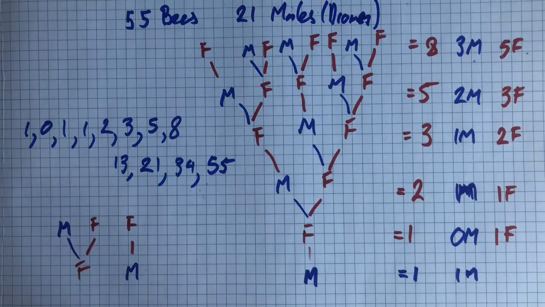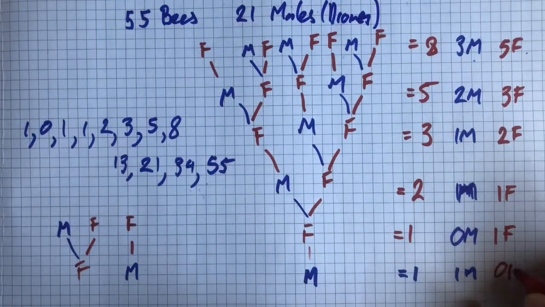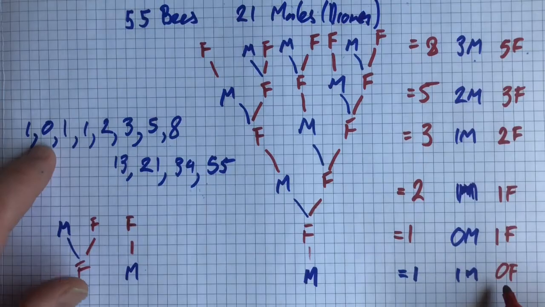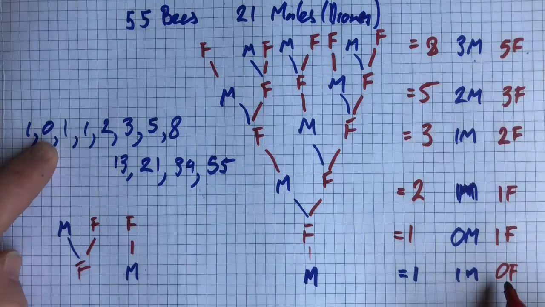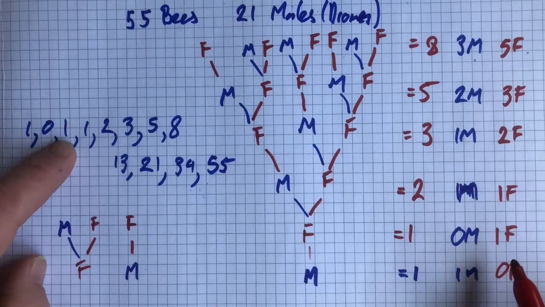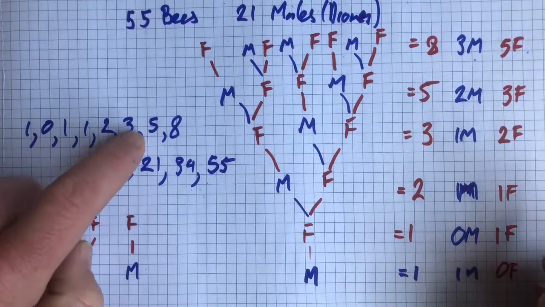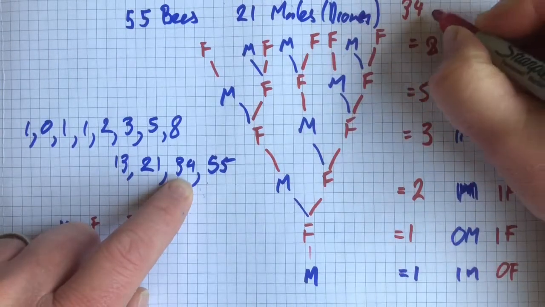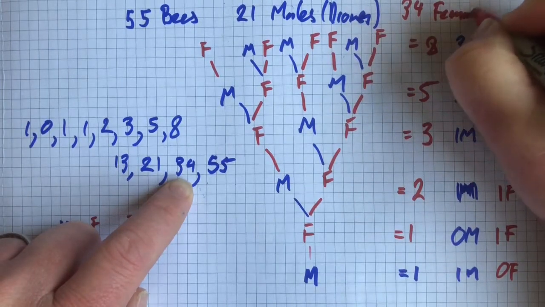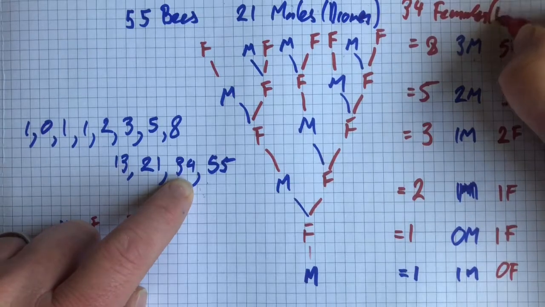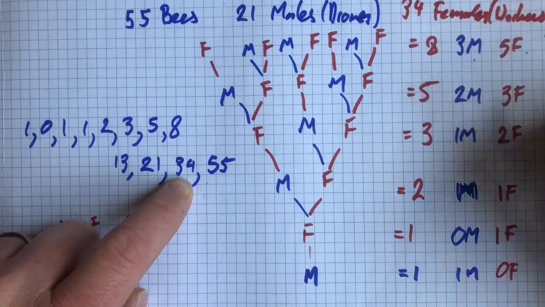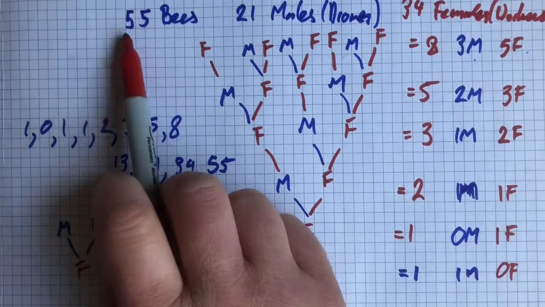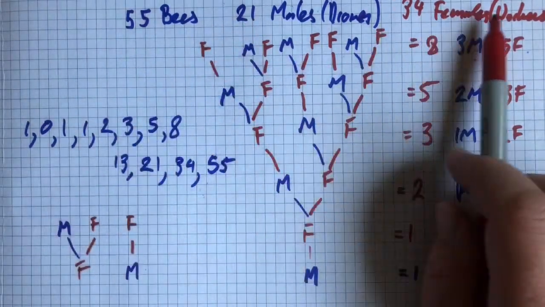Okay, so if we look at the females now, we have no females in the 1st generation, then 1, 1, 2, 3, 5. So now we're starting here at this point. So we have 0, 1, 2, 3, 4th generation, 5th, 6th, 7th, 8th, 9th, 10th generation. So we will have 34 females, which are the workers. Okay, so after the 10th generation, we get this: 55 bees, 21 males, 34 females.